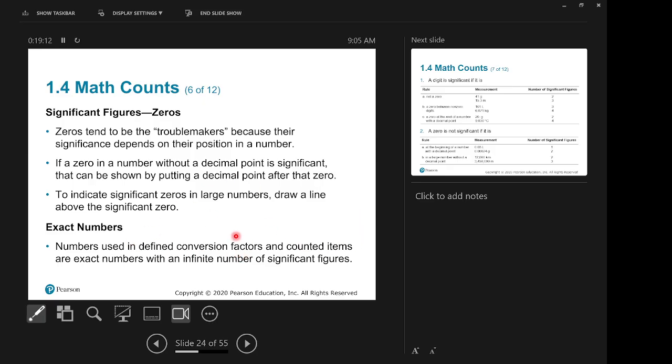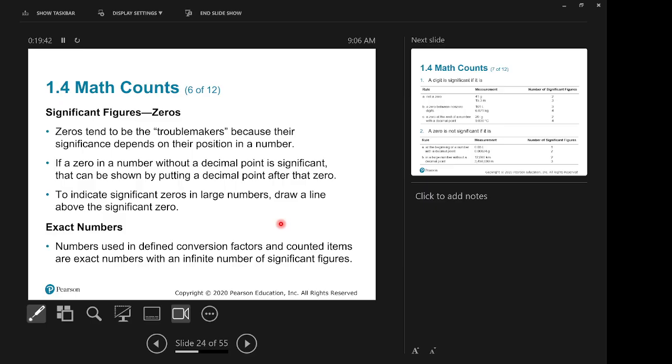All right, so let's talk a bit about exact numbers. Numbers that are used in defined conversion factors and counted items are exact numbers. These have an infinite number of significant figures. One of the examples of exact numbers is like the number of people in this classroom. We can exactly count it, right? And so how sure are we? We're very sure. We're 100% certain there is no partial person. We have that many people, period, good, go.